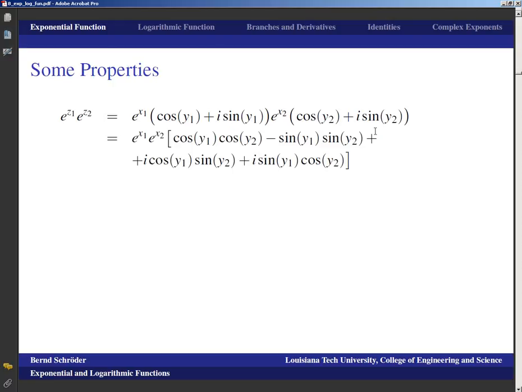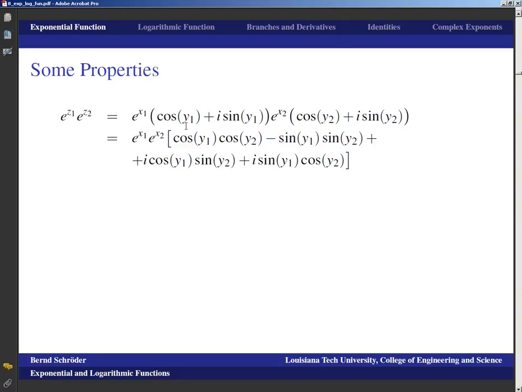If we multiply that out, well, we get e to the x1 times e to the x2 out front here. And then we multiply out the parentheses. So we get cosine y1 cosine y2, and that's right here. We get i sine y1 times i sine y2, which is negative sine y1 sine y2 here.